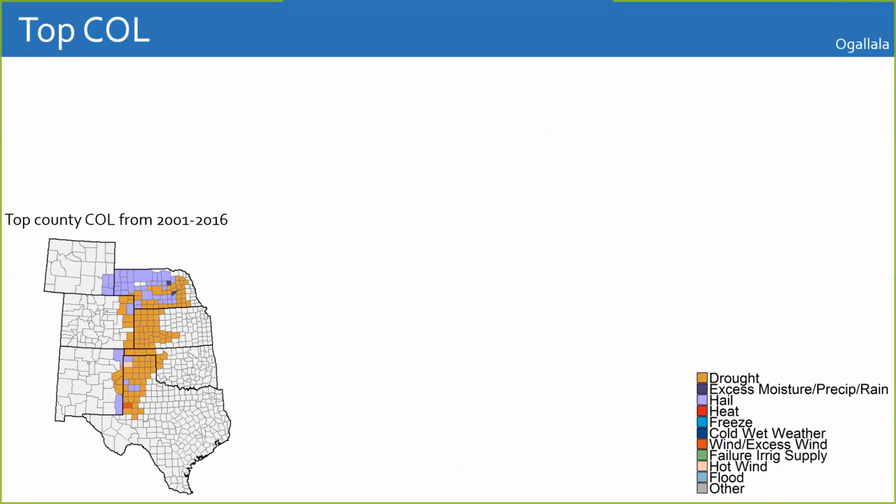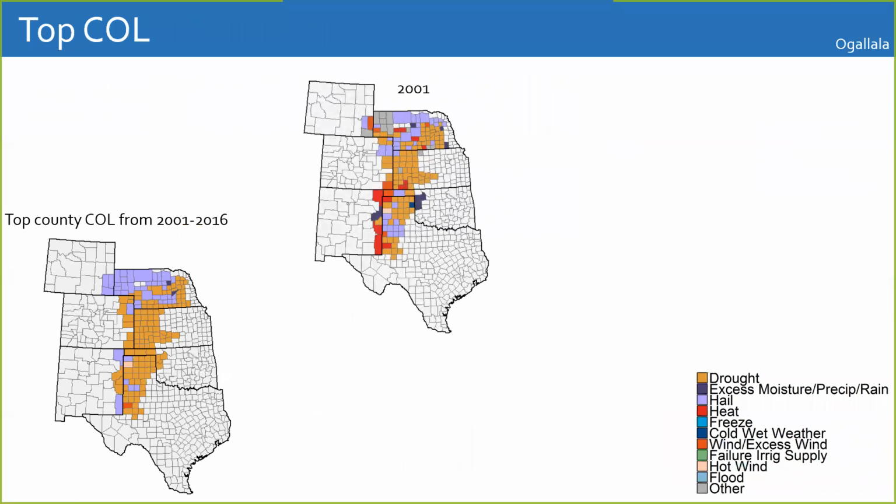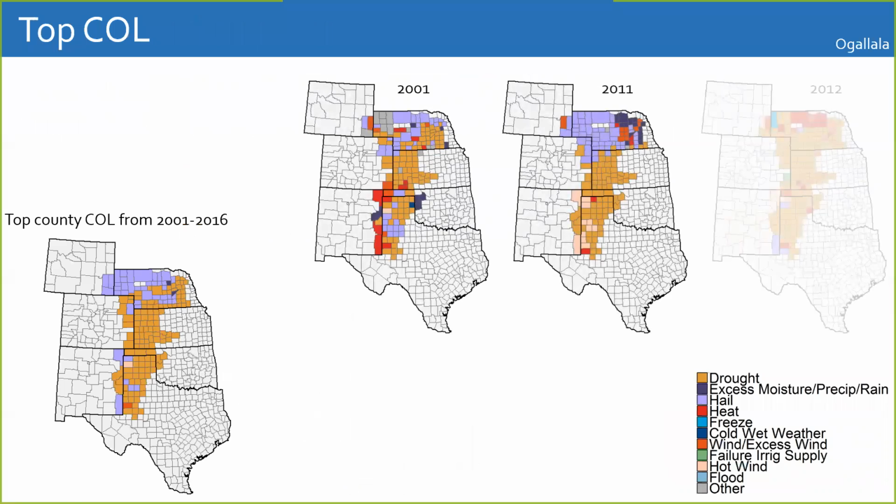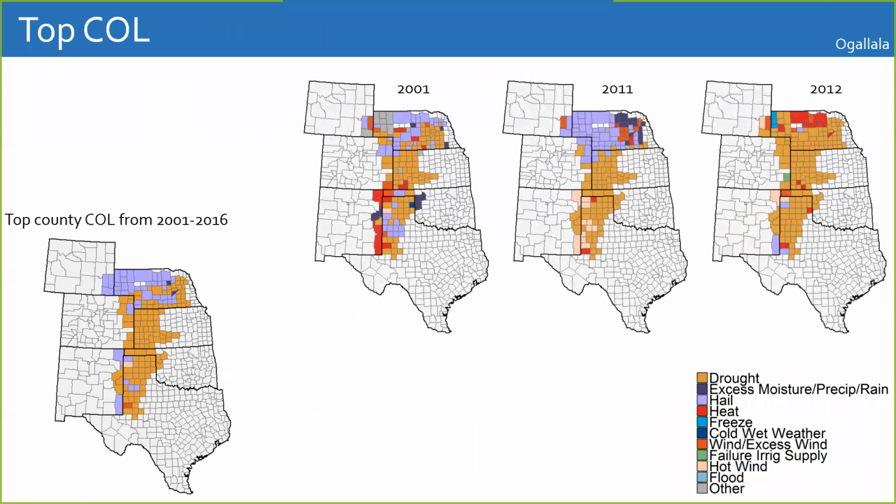In terms of top causes of loss spatially, we can look at top county cause of loss from 2001 to 2016. In aggregate, drought, which is in the orange, and hail make up top county causes of loss. However, it's a different story when you start looking at it over time. So in 2001, you can see here is a variety of causes of loss, in 2011 and 2012. And so you can see there is a temporal difference, even if you spatially map these over time.